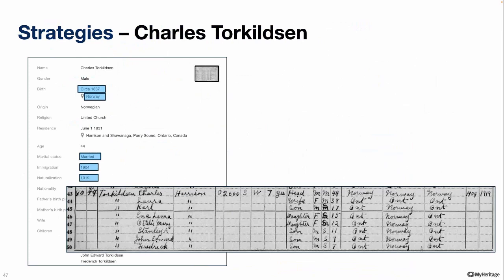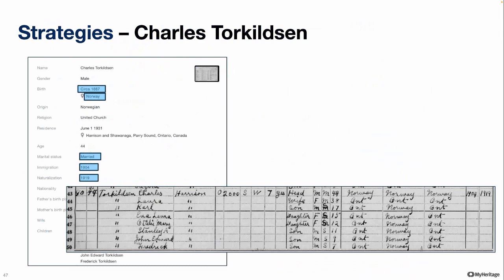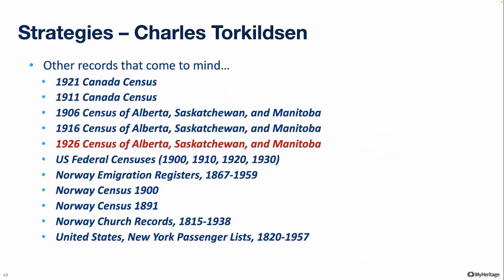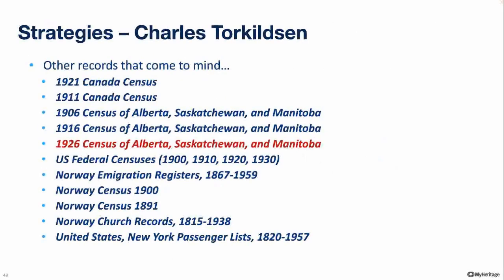So this immediately should start causing things to turn in our head, such as what other strategies come to mind about how we can find more information about this Charles, and I'm going to submit Carl Torkildsen, perhaps back in Norway, and how can we find more information about him? Using the information that we can find just on this page, we can now go to the 1921 Canada Census, the 1911. Maybe this family, here they're in Ontario, but maybe they were in Manitoba, and we need to look at one of these prairie province censuses.